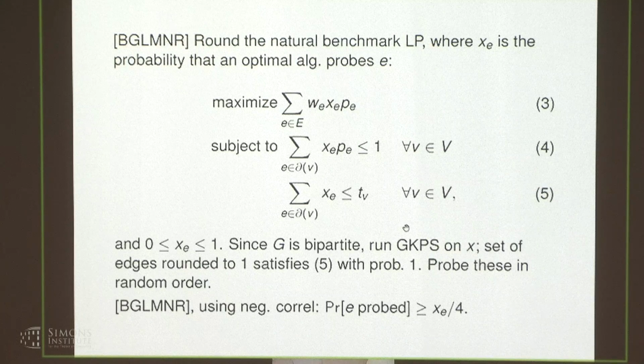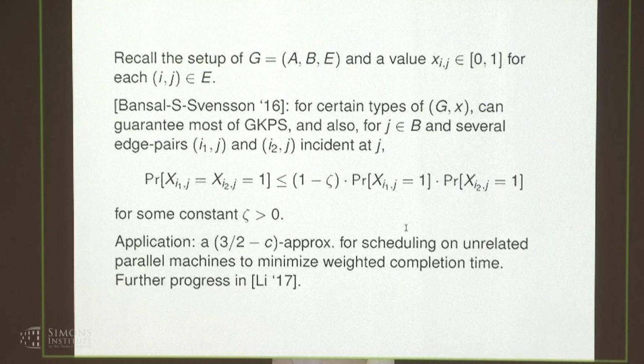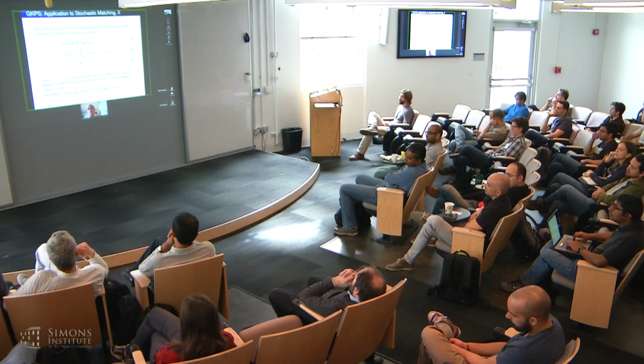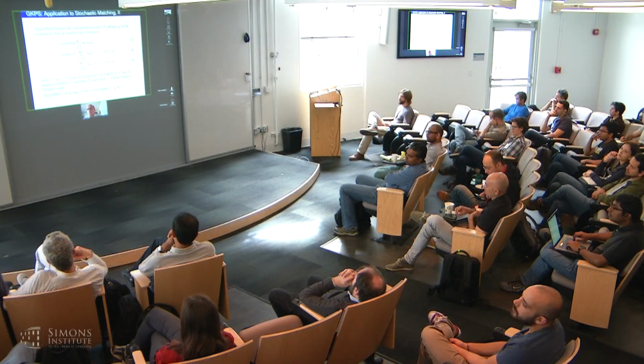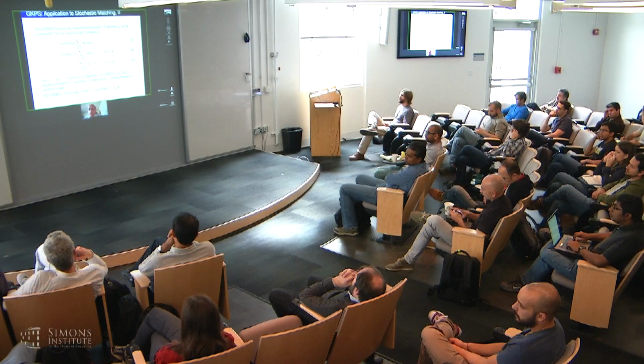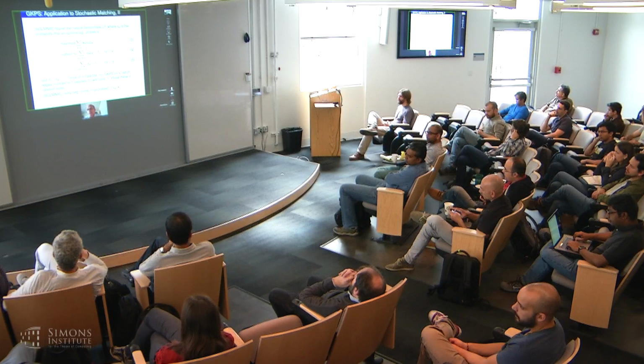Can I ask a question? Yes, please. So this doesn't seem to allow adaptive sampling, right? This is just a relaxation. But what if your decision to sample an edge depends on what you saw for previous edges? Sure. I'm not claiming that this LP is optimal. All I'm claiming is that it's a relaxation. That's a good point.